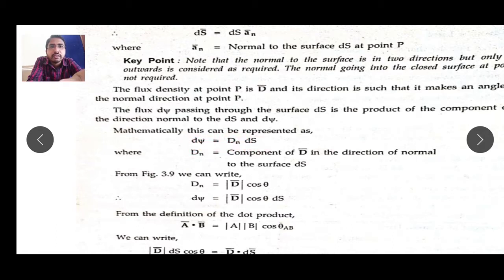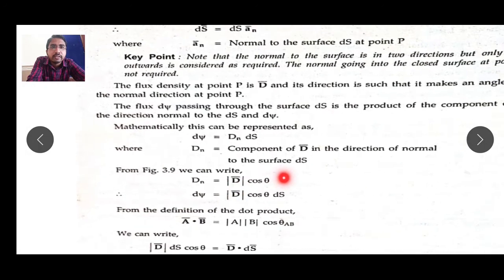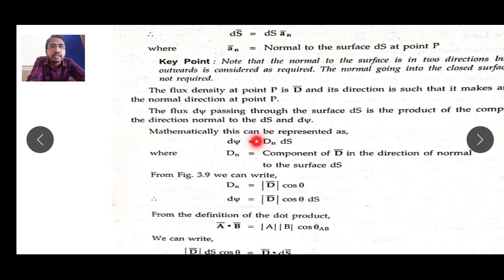Now, the differential flux is equal to electric flux density into differential surface area. So D_n is the component of D bar in the direction normal to the surface dS, where D_n is equal to mod D bar cos theta, because we already know that any vector D can be resolved as D cos theta and D sin theta. So we are considering the D cos theta component as the normal component. So in this equation, d psi is equal to D_n into dS. In the place of D_n, I am substituting D cos theta.